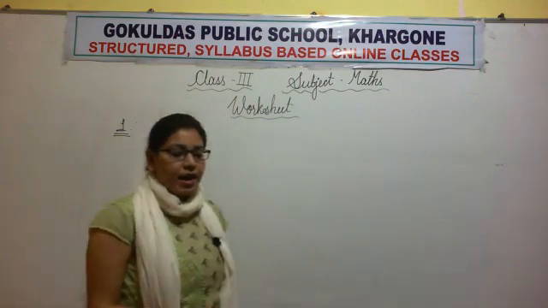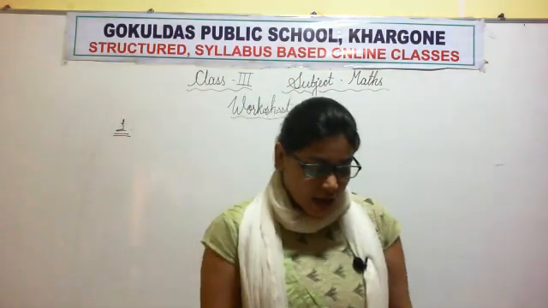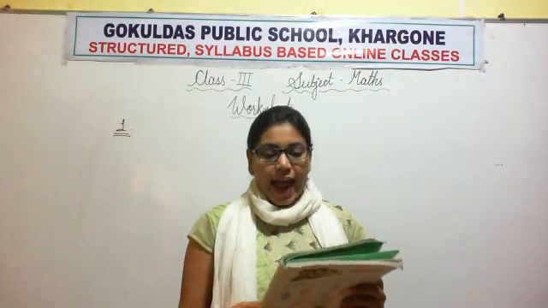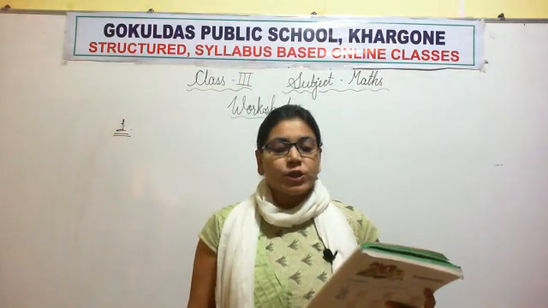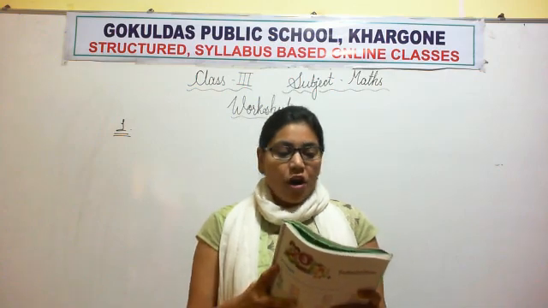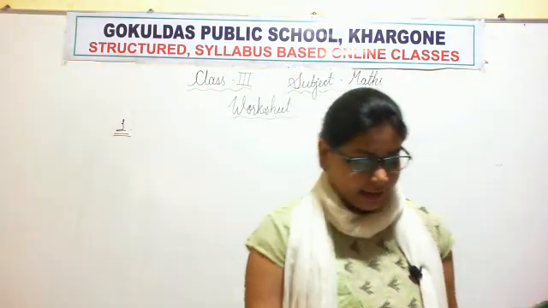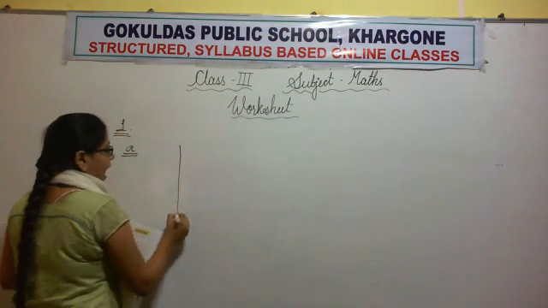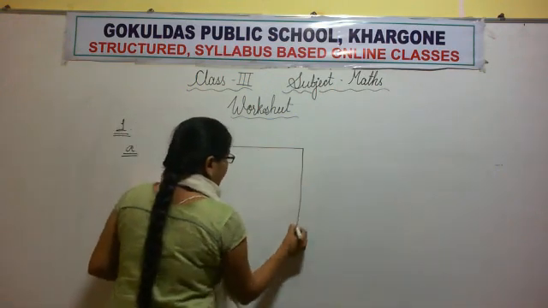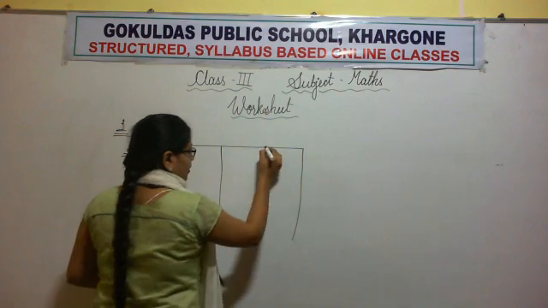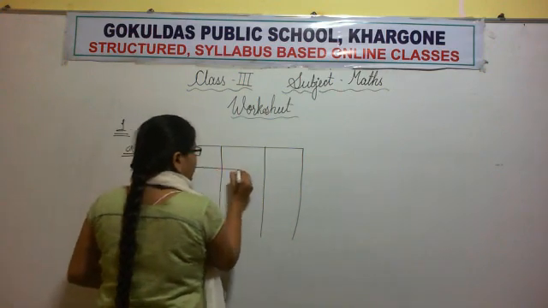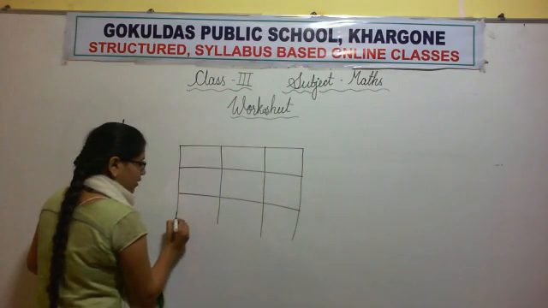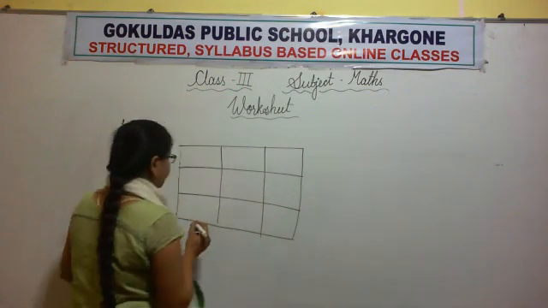What is question number 1? Question number 1 is fill in the empty boxes in the grid so that the sum of each row and each column add up to 99. See, they have given us a table with 3 rows and 3 columns.